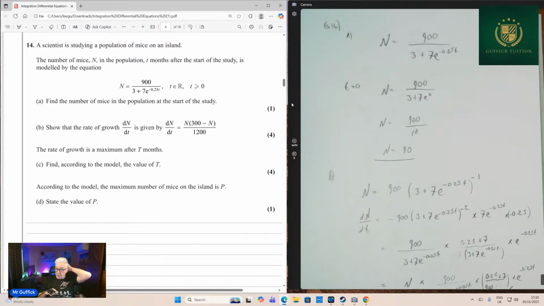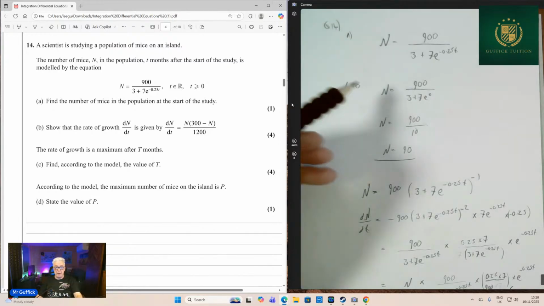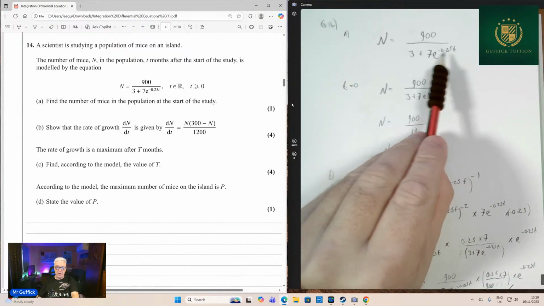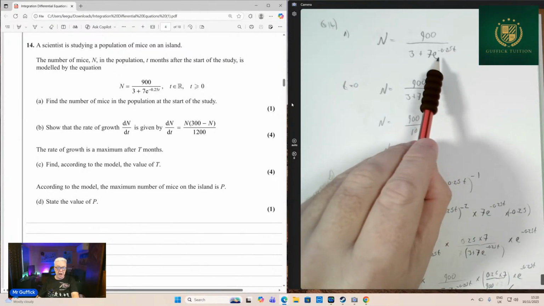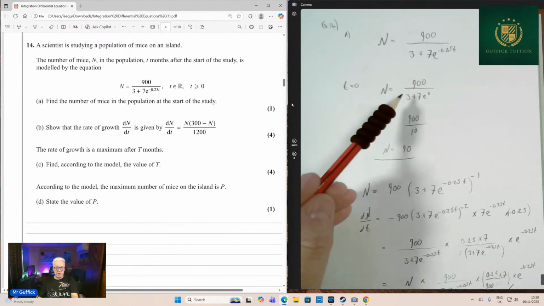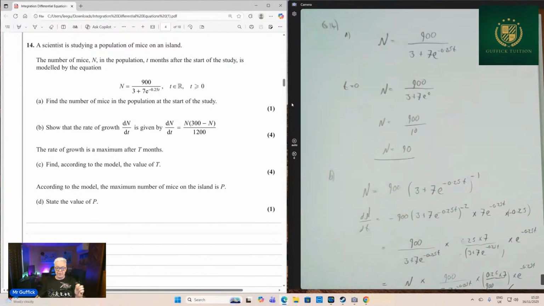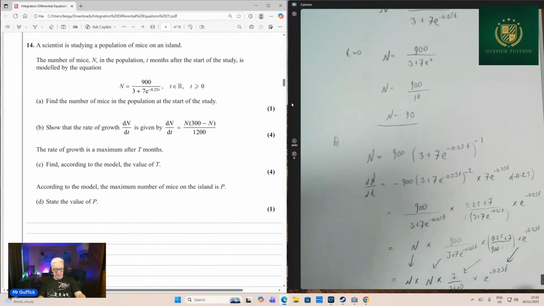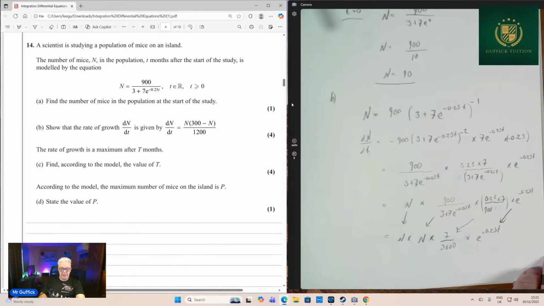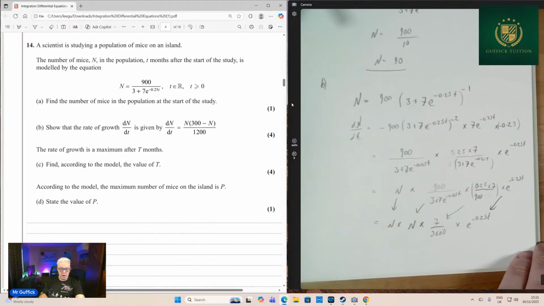Okay, so at the start of the study, we've got time is equal to 0. So we've got 0 in that equation there. Now, when we have 0 there, we're going to have e to the 0, which is just going to be 1. So we're going to have 900 over 3 add 7, so 900 over 10. So there were 90 mice at the start of the study. So fair enough.